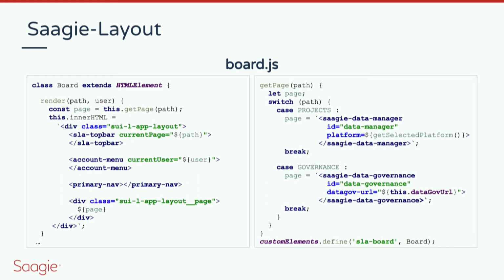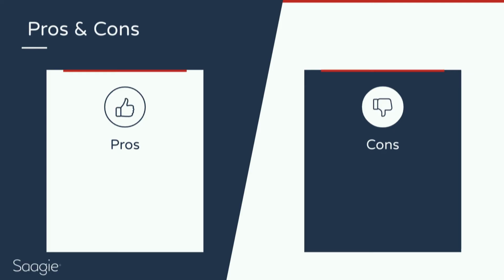And this getPage method is going to look at the path to see which application has been requested by the user. Is it the manager? Is it the governance? And depending on that, it's going to send back the proper web component containing the application. And obviously, at the end, we define our component in the custom element registry, otherwise it won't work.